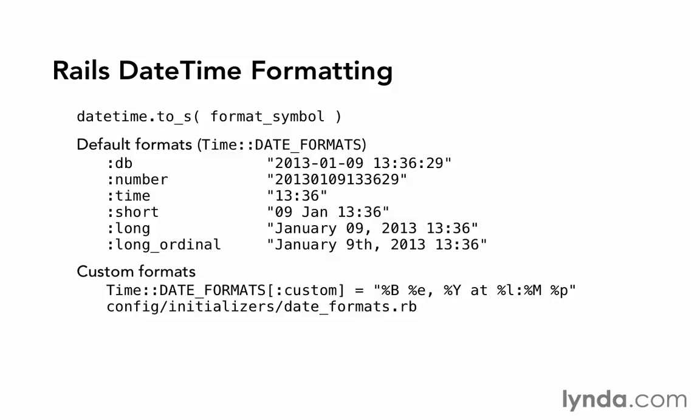Time::DATE_FORMATS, in all caps, that's a constant, and then in square brackets, the name that you want to assign to your new format. And then an equal sign followed by the format string, following those same format codes that we just saw a moment ago. Now, there are not a lot of dates in our simple CMS application, but anytime that we displayed created_at or updated_at in the staff area, we could use these methods to make it look a lot nicer.